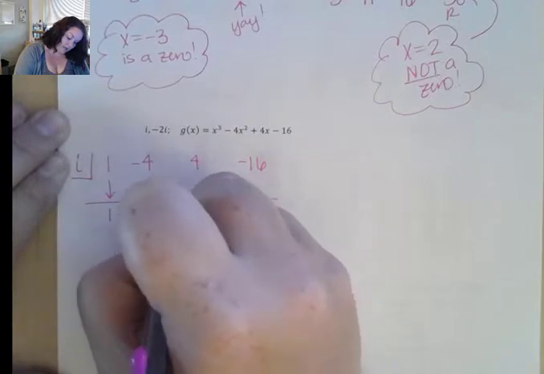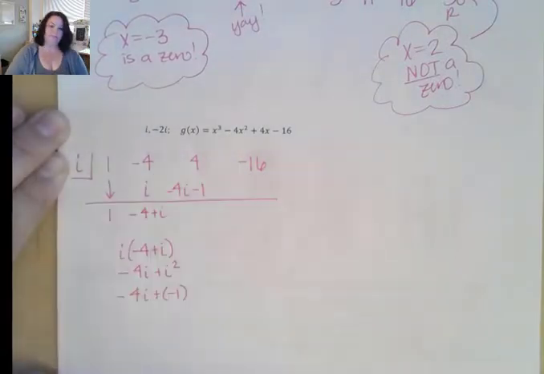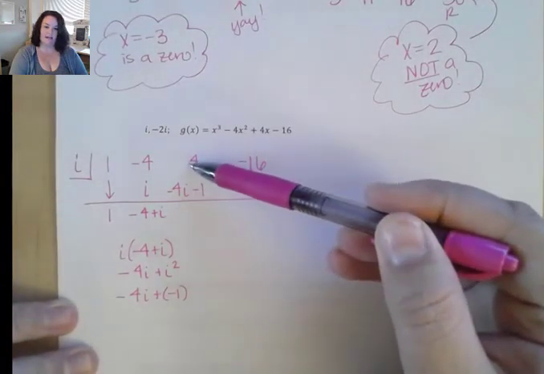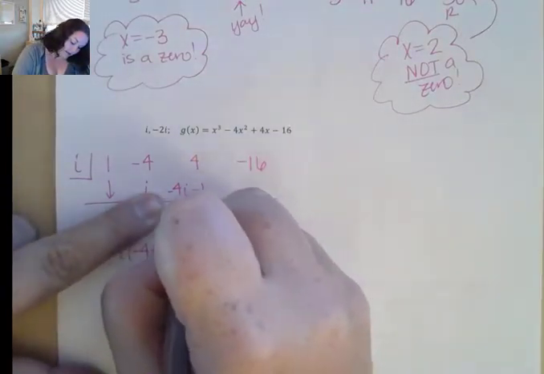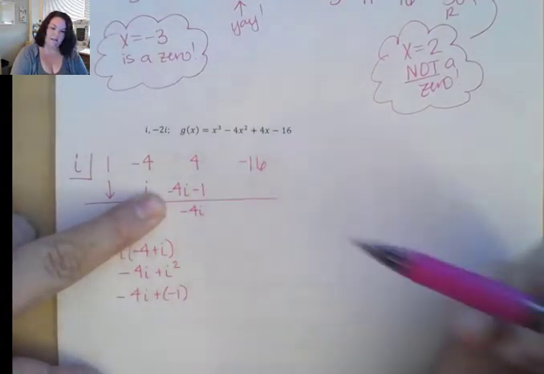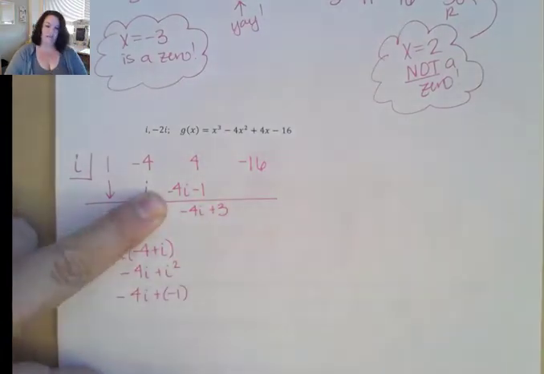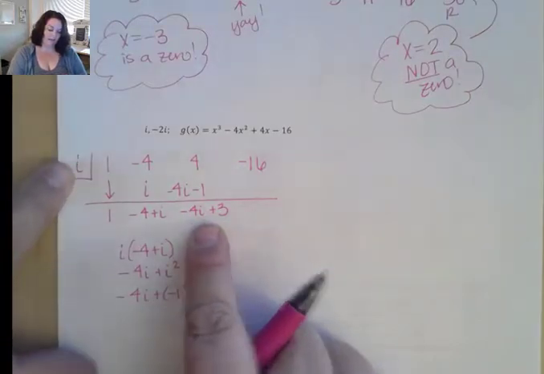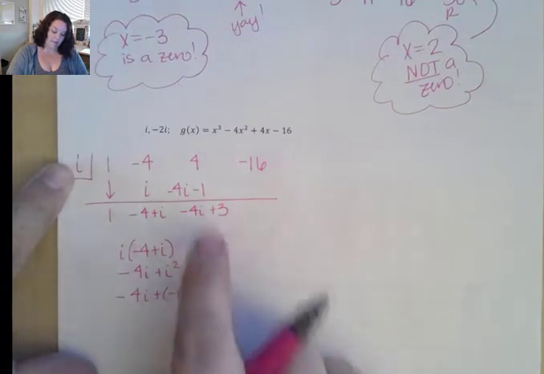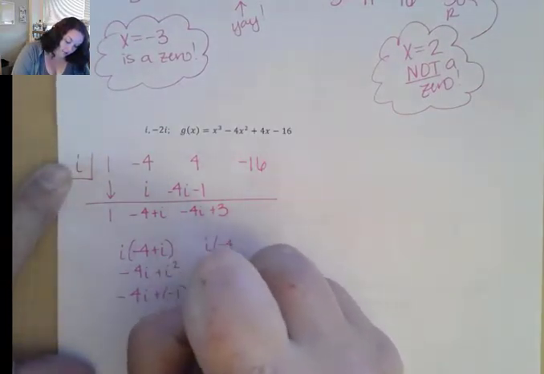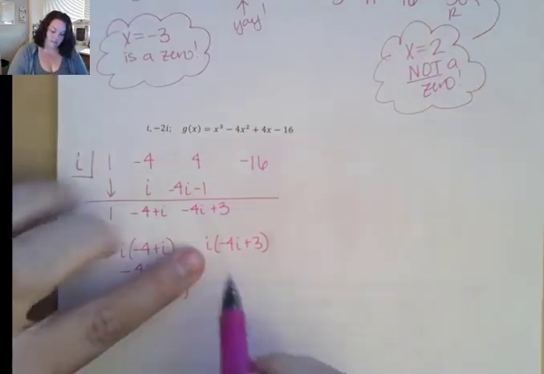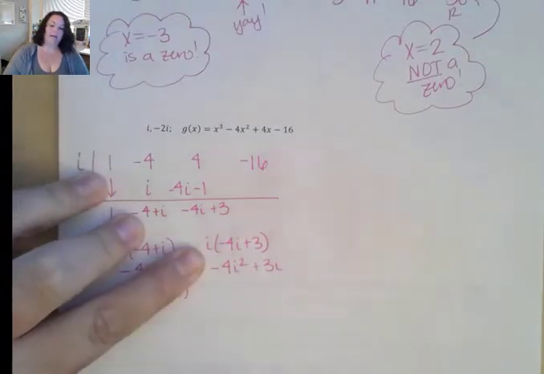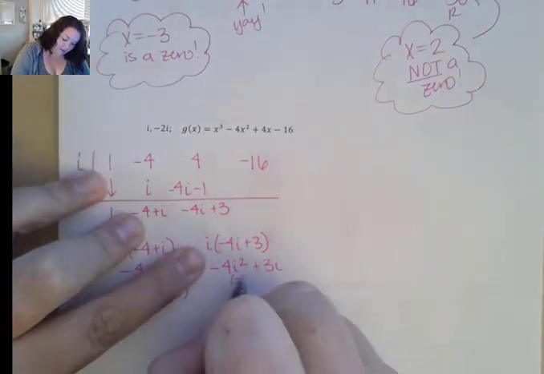So I have -4i minus 1. Now, when I go to combine down, I can't do anything with this -4i because I don't have an i term up here to combine it with. So I'm still going to have -4i, but I can combine the 4 and the -1 to get a +3. Now I'm going to take this -4i plus 3 and multiply it by the i in my box so that I know what I can write here. But I'm going to do that down below. So again, i times -4i plus 3. I distribute my i, which gives me -4i squared plus 3i. And then remember, i squared is -1.